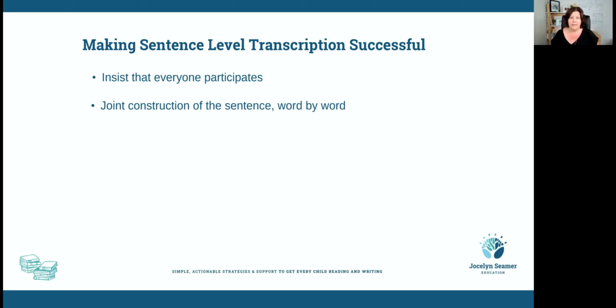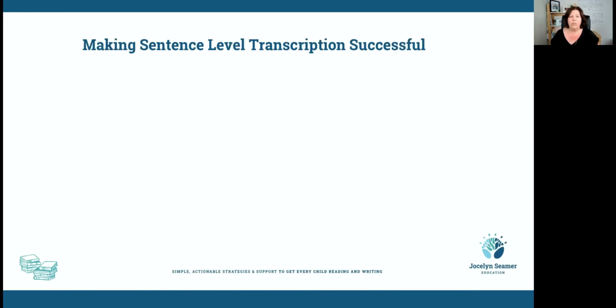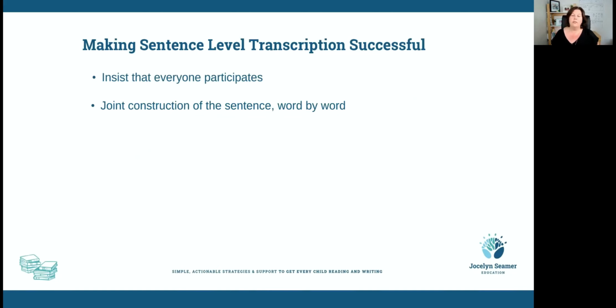So let's take our sentence that we had back here. Tom and Sam ambled along the road. So you'll say that orally. Tom and Sam ambled along the road, and then the students say it. And so when you get to the writing part, you're going to say, right, what's our first word? It's Tom. And all of the students are going to go t, o, m. Every single one of them. And then you'll say, do that again for me. And so they sound it out again and you write it on the board. Everyone participates.